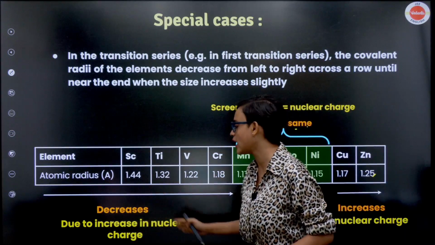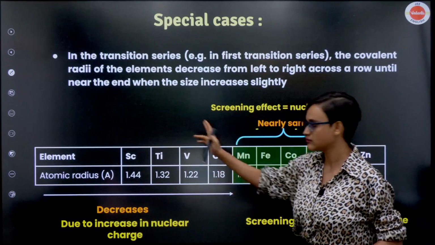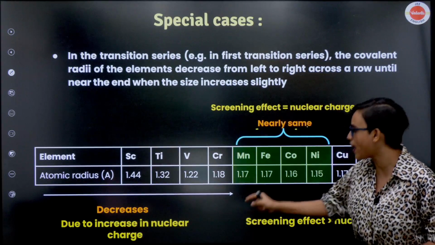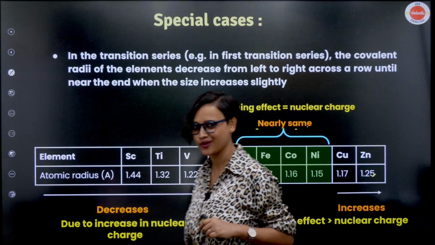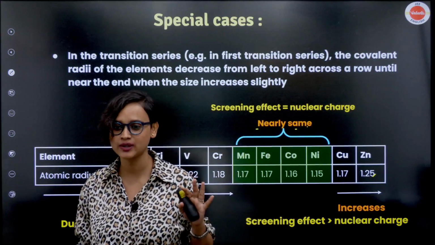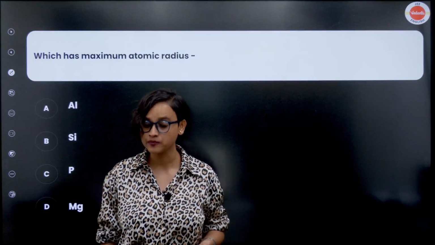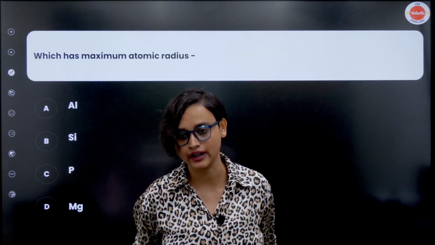Because it decreases. Why? Because there is a constant increase in the nuclear charge. There is an increase in the nuclear charge, increase in the nuclear charge, and bam! Screening effect and nuclear charge almost remain the same, and then in copper and zinc again it increases. Got it? Okay. So let's talk about which has the maximum atomic radius.